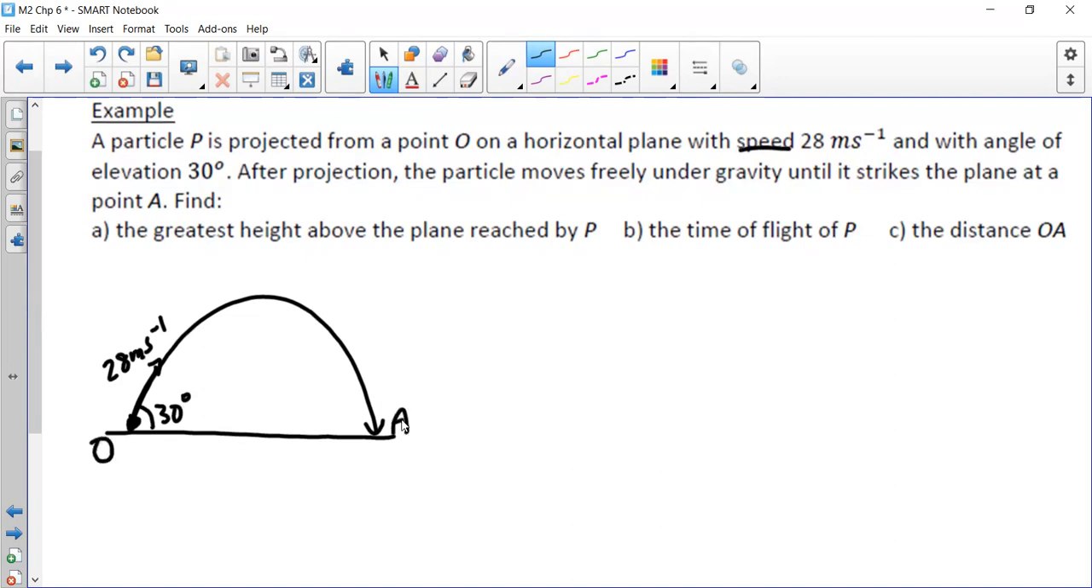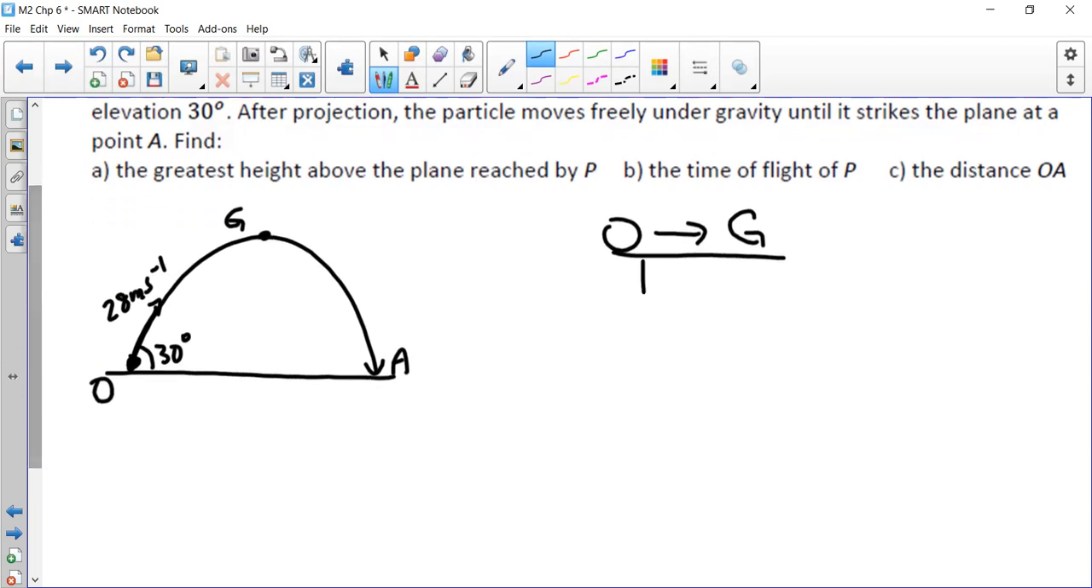Find the greatest height above the plane reached by P. Let's call this point G, there's the greatest height. So what we want to do is find the greatest height. When we do SUVAT, we are going to consider a journey from O to G. This SUVAT is for O to G. Now, why not O to A? Because we want to calculate the greatest height. If we do O to A, it mentions nothing about the greatest point. So if we want to work out the greatest height, the journey must include the greatest point. So, double SUVAT.